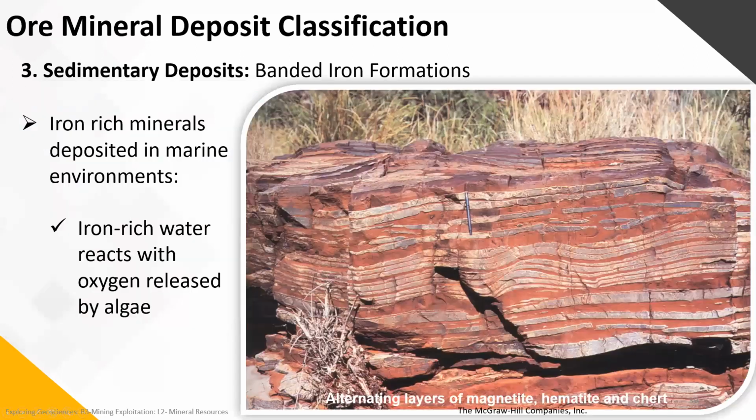A good example here is the banded iron formations. Here we can see alternating layers of magnetite, which is the darker zones, hematite, which is in the redder, and the schist in the grayish units. So here the iron-rich water is reacting basically with oxygen that was released from the algae, causing the oxidation of the iron.